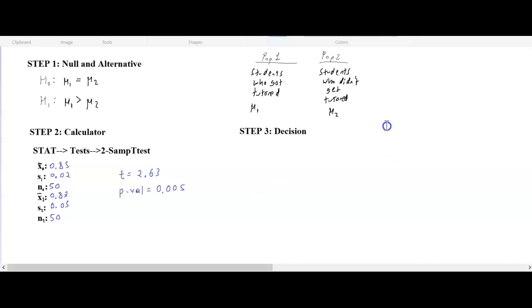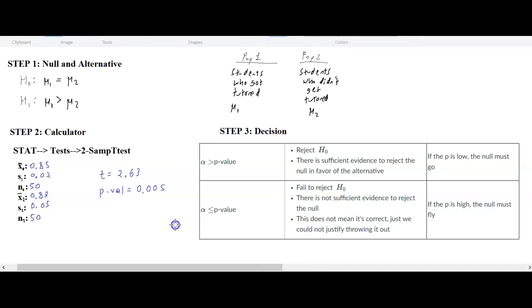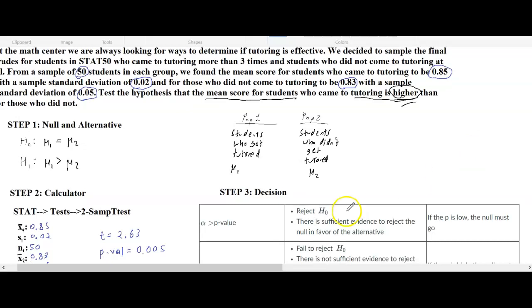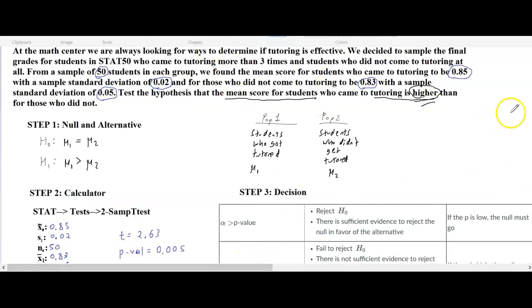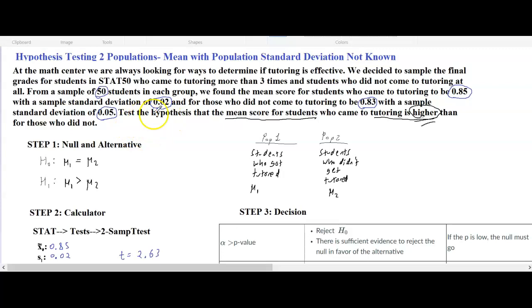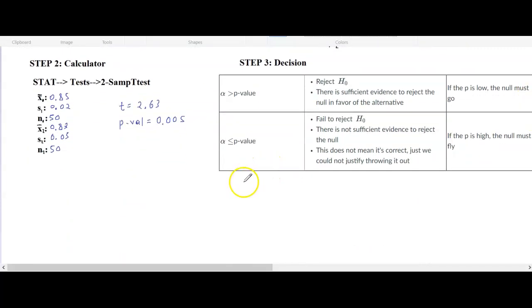The next part is to make our decision. To make our decision, we really just have to remember the relationship between alpha and the p-value, which is called the p-value method, which we're going to be using here. All we're going to check is if alpha is greater than the p-value, or if alpha is less than or equal to the p-value. So what's alpha in this case? Always go up to the problem and see if they tell you some sort of alpha or significance level. If they do not, which I do not see here, we just assume that alpha is 0.05, which is the standard that's used in most research.